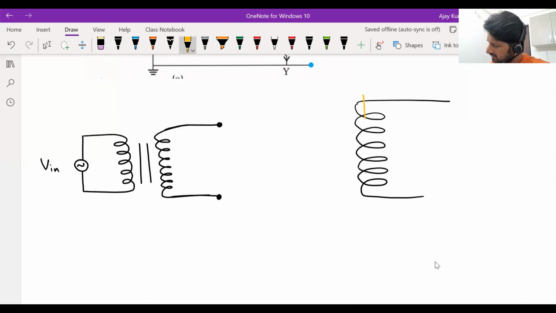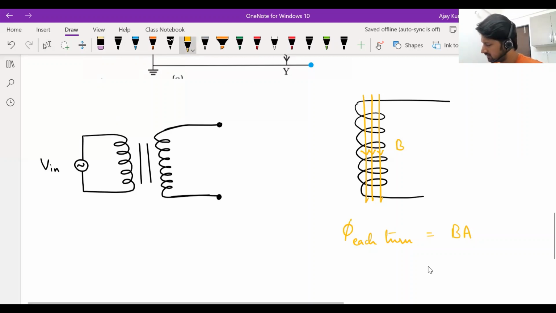Imagine some magnetic field lines passing through it. Let's say the field strength is B and the cross-sectional area of the coil is A. Then the flux through each turn of the secondary coil is BA. Whatever is the magnetic field passing through each turn multiplied with the area, that will be the flux through each turn.